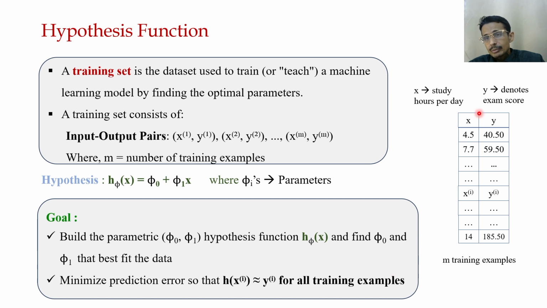One example is what we have taken in the last slide. These are the x and y pairs. Here x is univariate and y is its label. These are the x value, y value pairs, and such m training examples have been given.